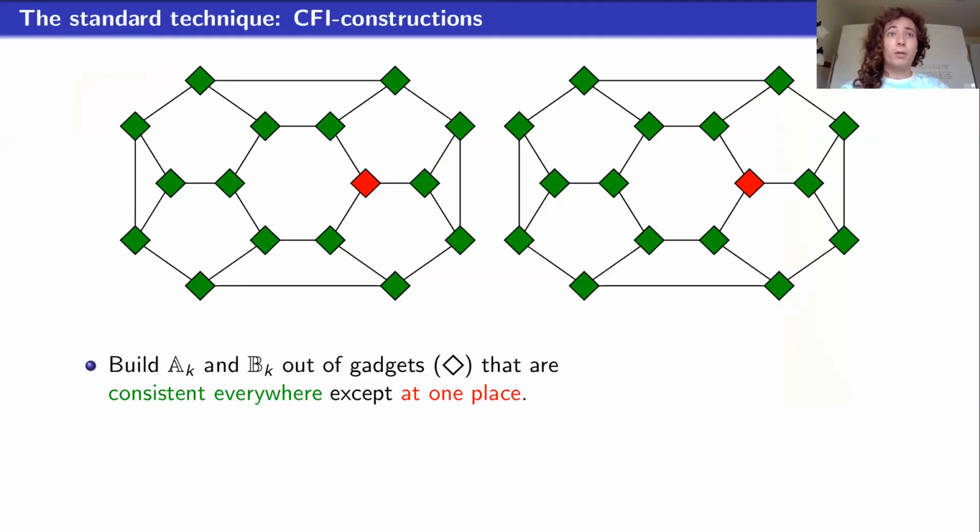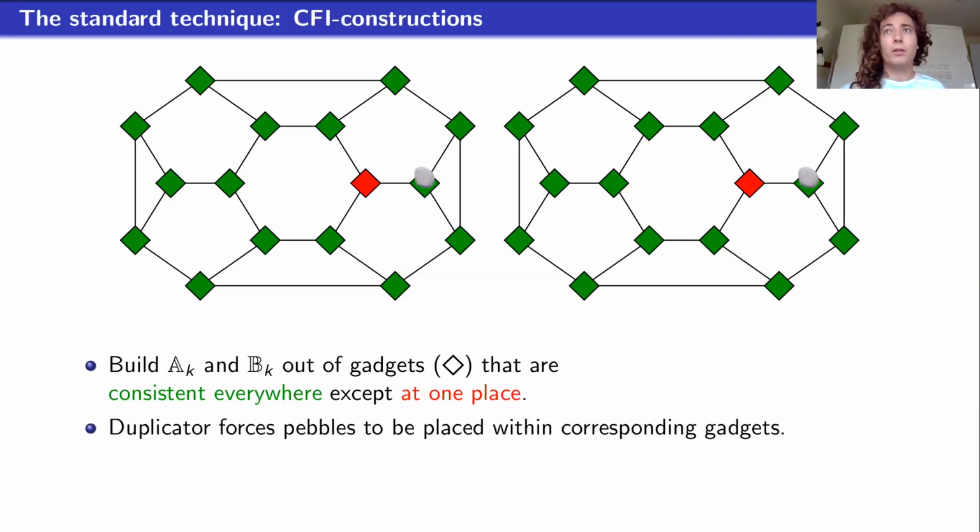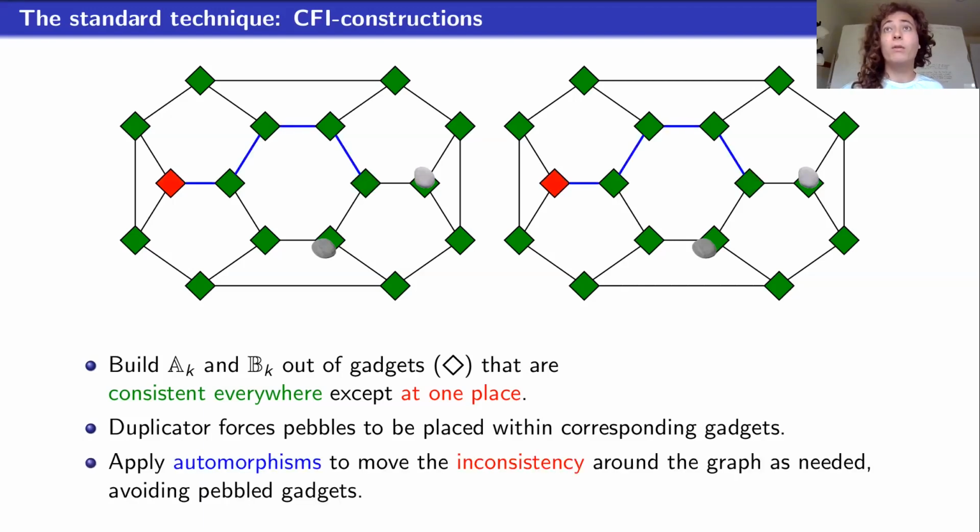And how this normally goes is what's known as a CFI construction, named after Cai, Fürer, and Immerman, who first came up with this technique, where you construct your two structures out of gadgets, where the two structures are identically the same except at one small place, which causes A to have the property and B to not have the property. And so even though they're non-isomorphic, duplicator should still be able to win the k-pebble bijective game. And roughly their strategy is to make sure the pebbles are always placed in the same places within the same gadgets. And anytime that spoiler is close to exposing the difference between the two structures, duplicator will apply automorphisms between the structures to essentially move the inconsistency around the graph somewhere else, far away from the pebbles.